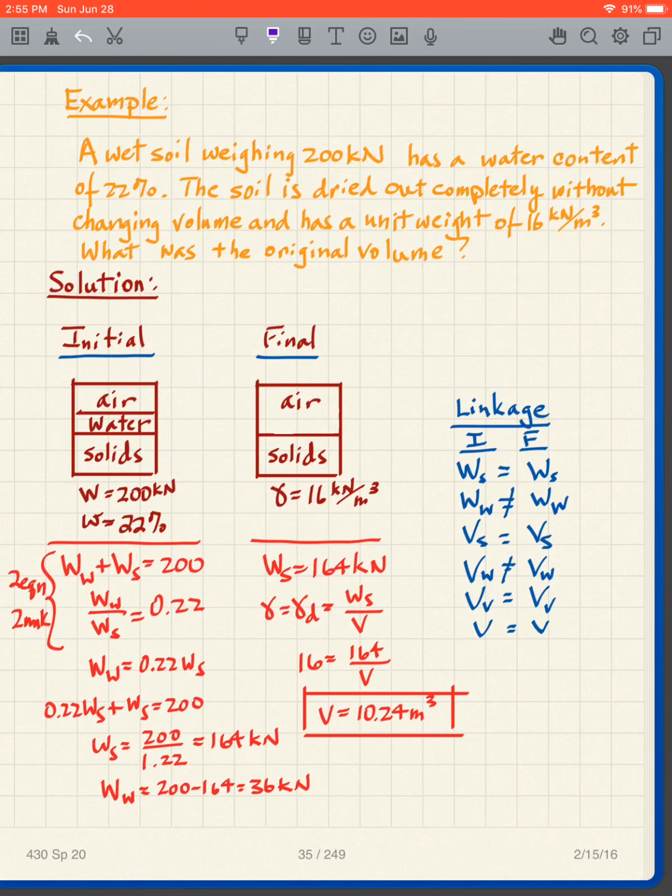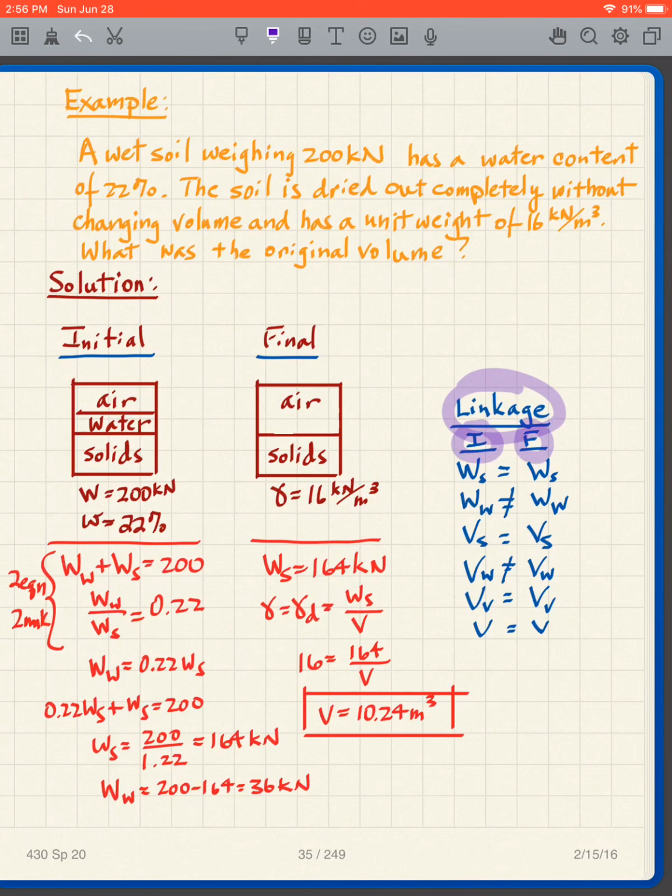And I know I've been given that the weight is 200 kilonewtons and the water content is that, and I've been given the density. Again, I have been given a weight, so I cannot assume a weight or a volume of any sort. All right, so again, let's do the linkage here. What do I see? I have initial and final. And again, I list my weights and volumes.